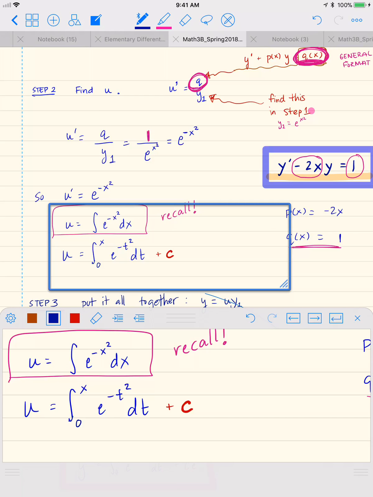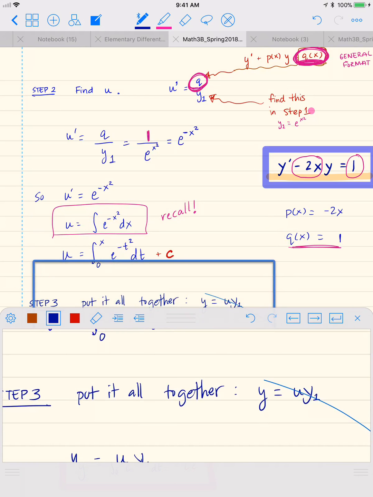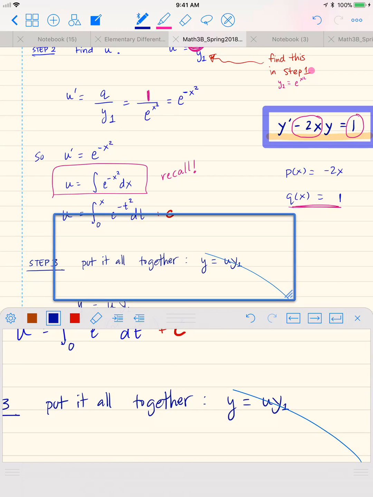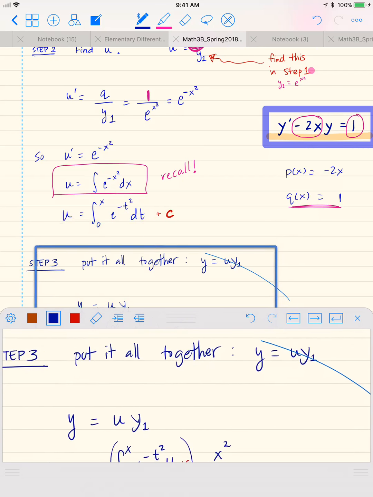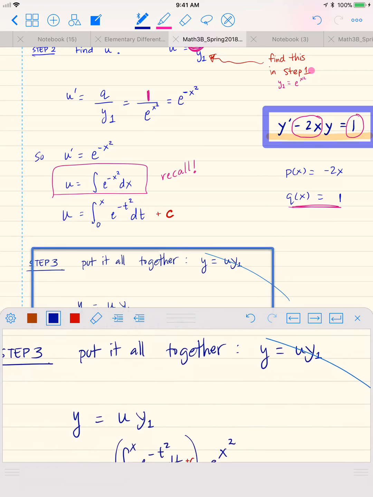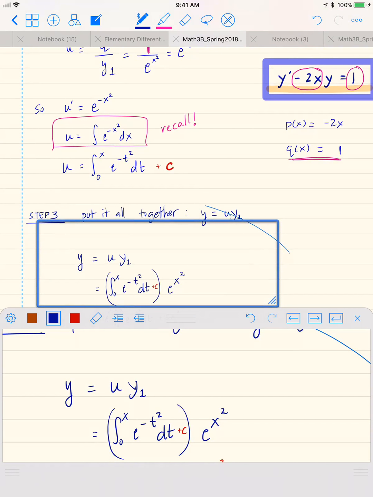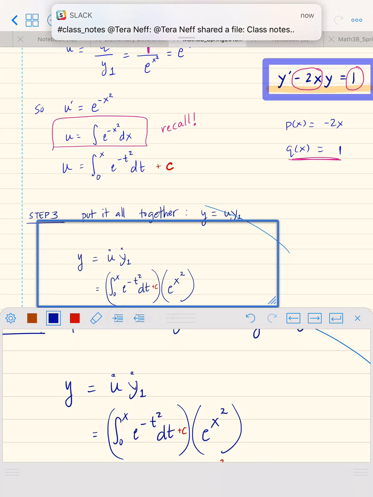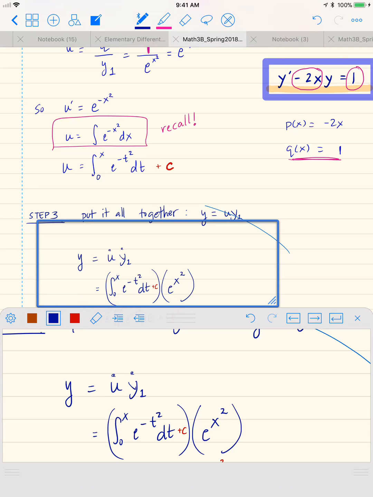So this is it. This is our answer for u. We're ready to do step 3, which is to put it all together. So we know that y is equal to u times y1. If y is equal to u times y1, u, we said, is this weird looking integral plus a constant, and y1 is e to the x squared. So y1 is e to the x squared, and u is this weird looking integral plus a constant. Okay?